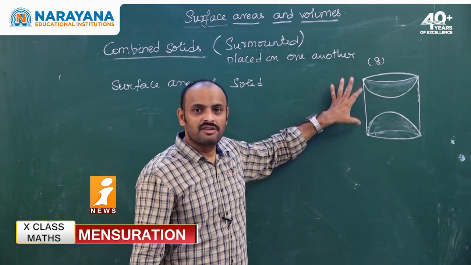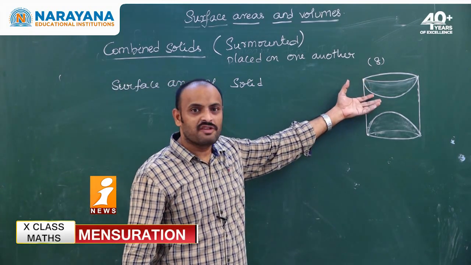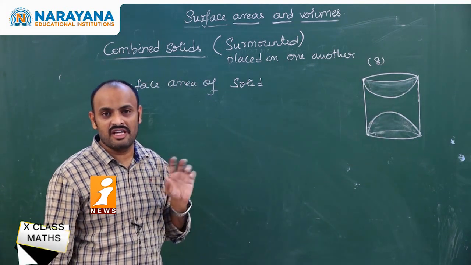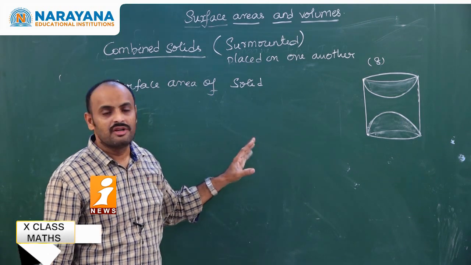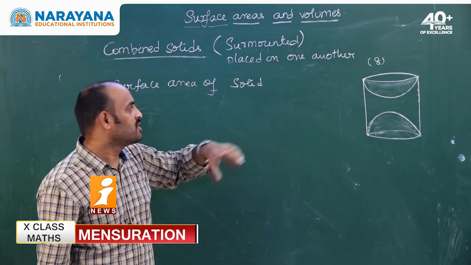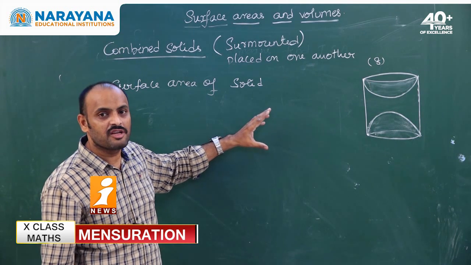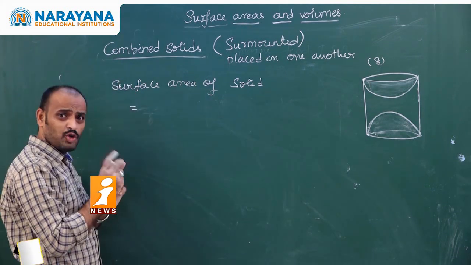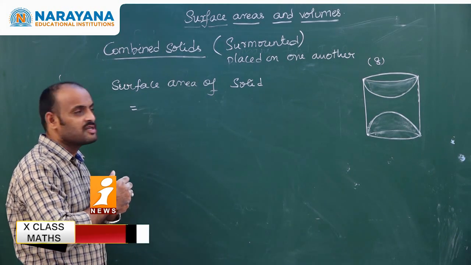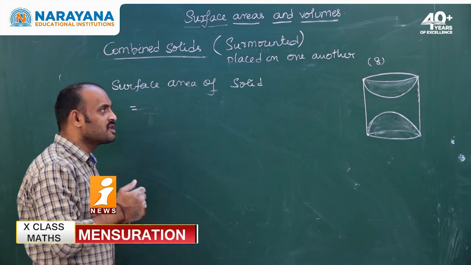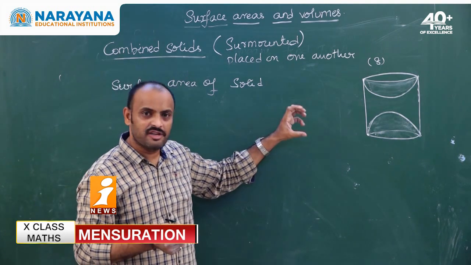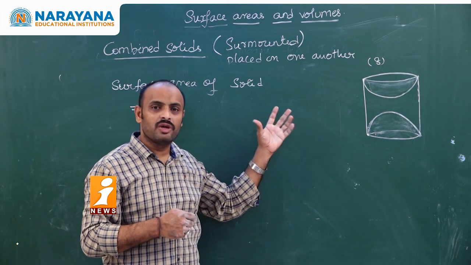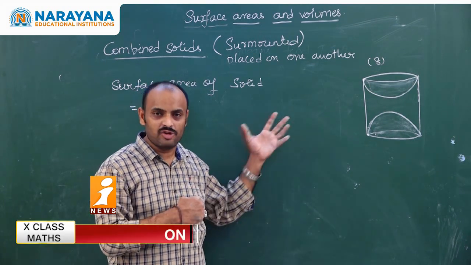In this cylinder, we have removed a hemisphere from the top as well as from the bottom. That means two hemispheres of the same radius are carved out from the bottom as well as from the top. Now we need to find the surface area of the remaining solid. There are two ways we can find it. The first one is, I can consider the total surface area of the cylinder and remove the top and bottom, or take only the curved surface area and see the remaining solid also.